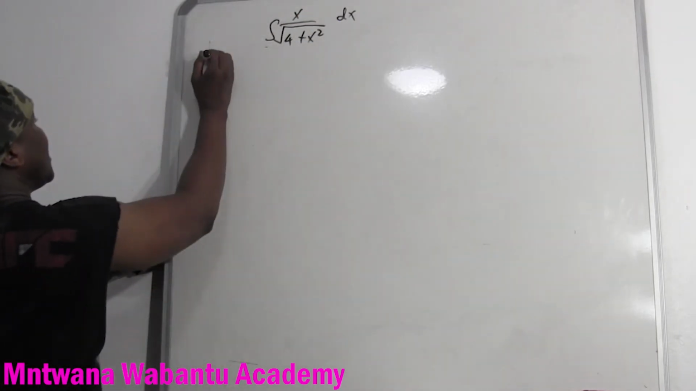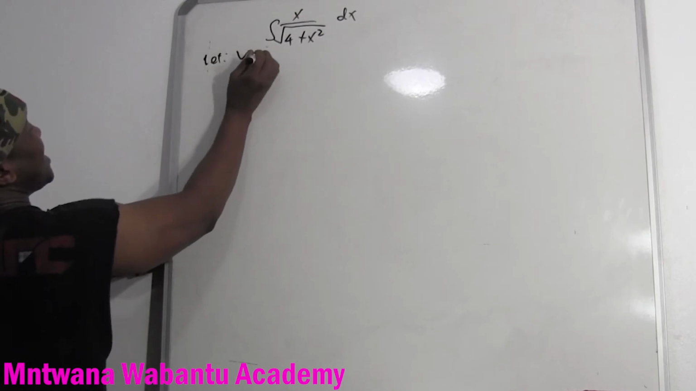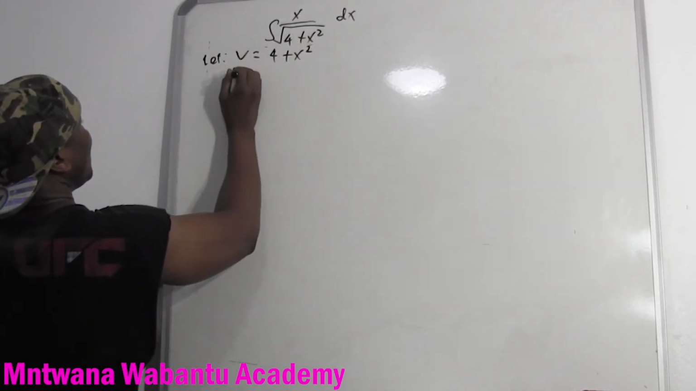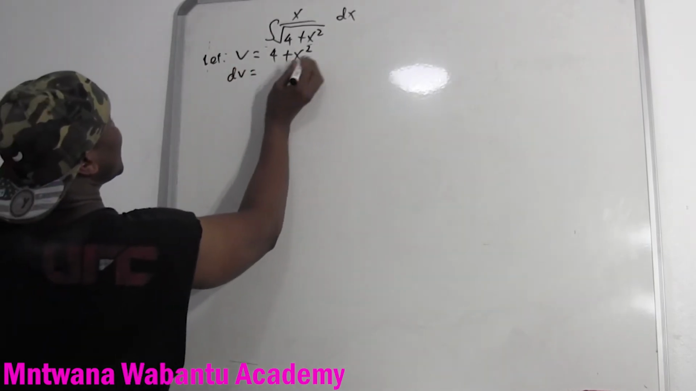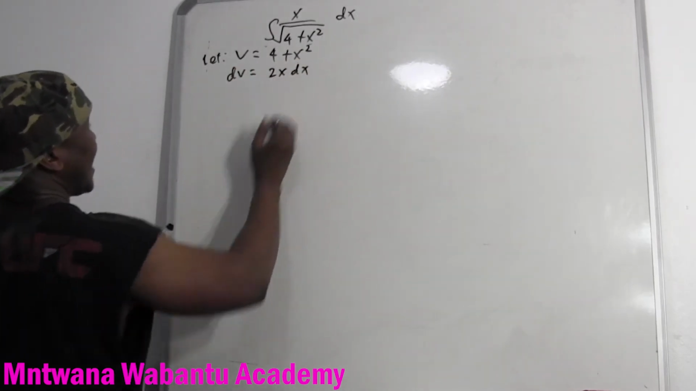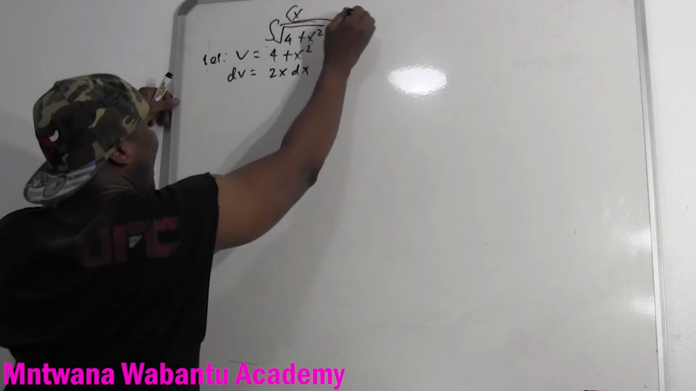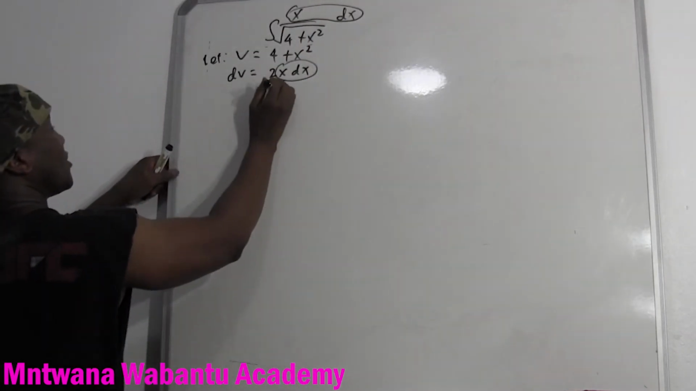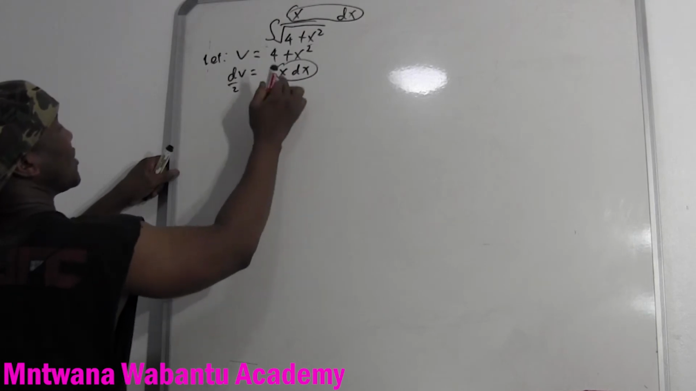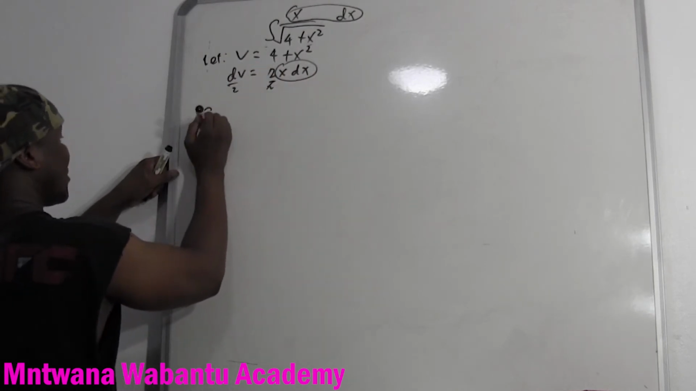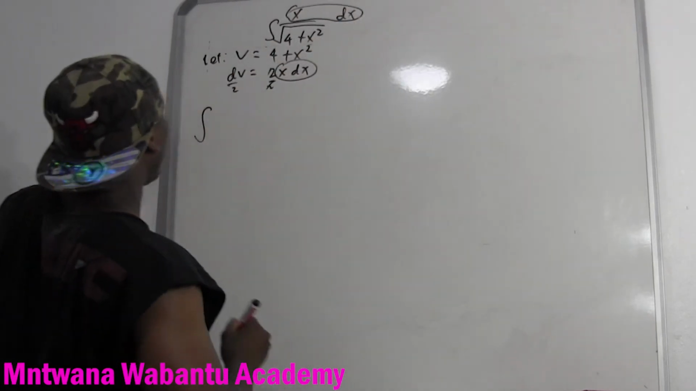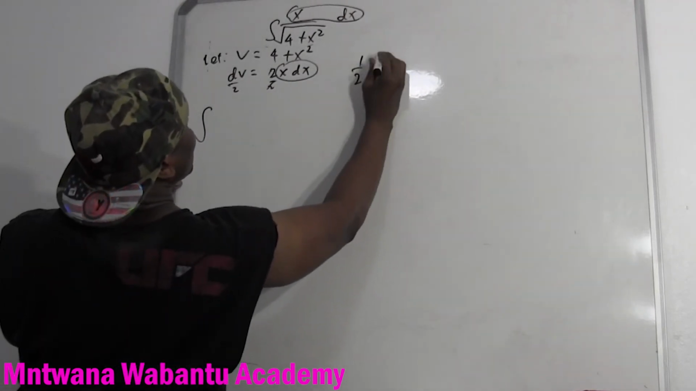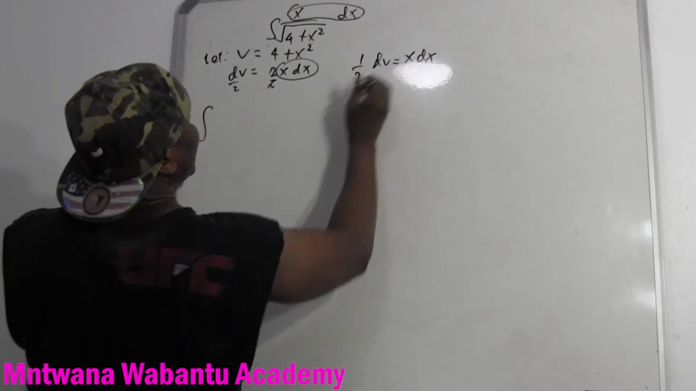So I'll say let v, any letter, most of the time they say u or whatever, equal to 4 plus x squared. When you differentiate, this is going to give you dv, and the 4 is going to be 0, and x squared is going to be 2x dx. So look, x dx, divided by 2 and divided by 2, the 2s cancel. So x dx is equal to dv over 2. So the integral of x dx is dv over 2.